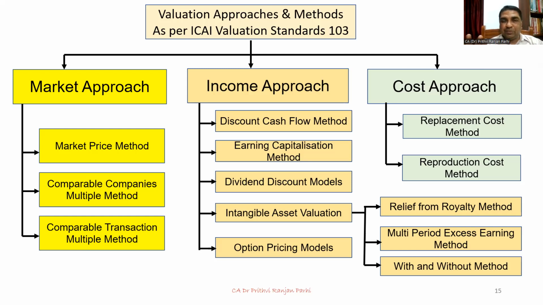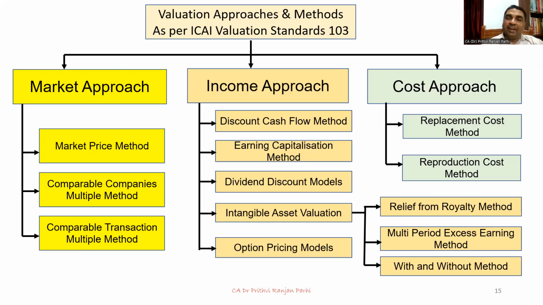Coming to income approach, various types of methods are there. Cash flow discounting method. Here the future maintainable cash flows are discounted, and the value of the business or value of the entity is arrived at. Then earning capitalization method, where the future earnings of the business are capitalized. Dividend discount models, where the dividends are considered as the real cash flow, and on that basis, by arriving at their present value, the value of the business is decided.